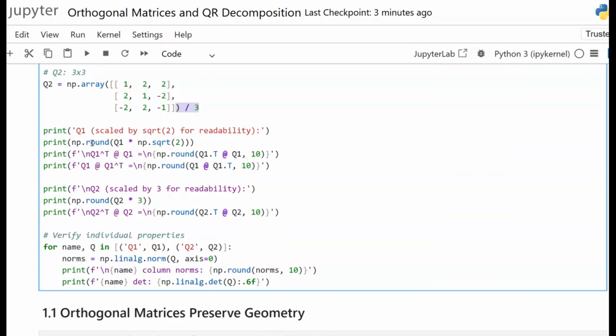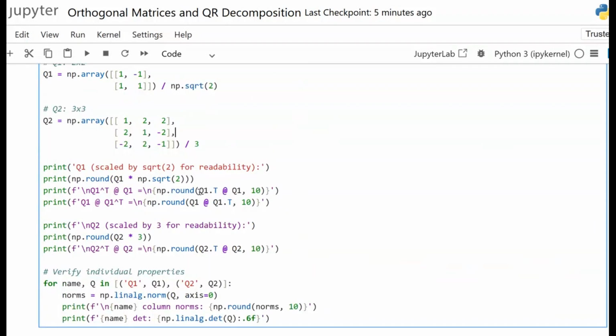And kindly observe, dear friends, this multiplies Q1 back by root 2 to show the original integer matrix. And here np.round removes floating point artifacts. Similarly here, of course, we have one more np.round, so Q2 multiplied by 3. So this displays the original integer entries of Q1 and Q2.